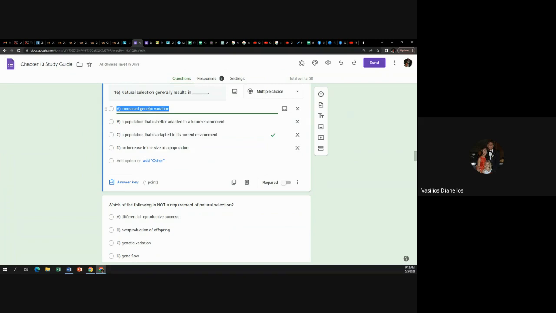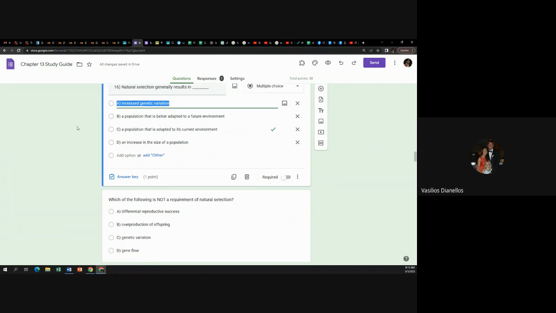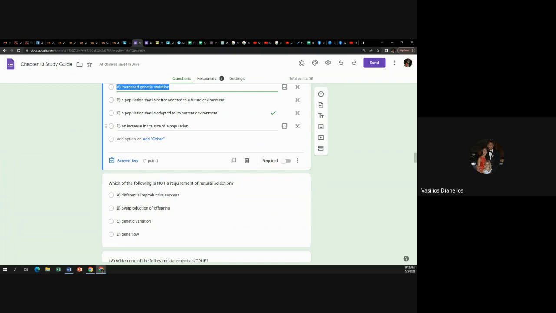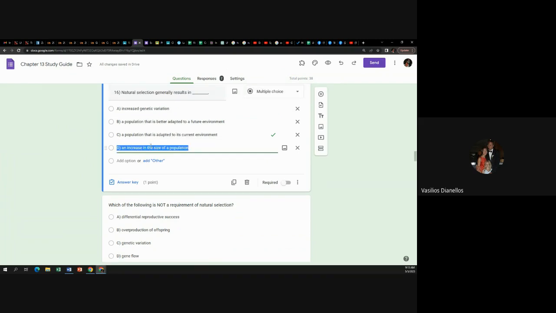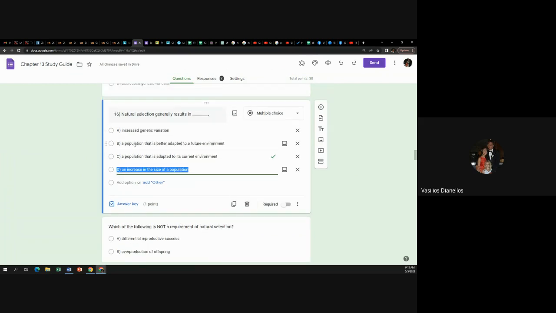Genetic variation is good. Usually natural selection is good. But as you know, sometimes natural selection does not result in increased genetic variation, because remember, there was something called, and we're going to talk about this later in the study guide, stabilizing selection, right? So remember there's that bell curve. So you have the phenotypes. That's when you have more of the middle phenotype and even less of the extreme phenotypes. So that would be less genetic variation. And of course, the increased size in the population, not necessarily either, because, well, I don't have time to talk about it. But yeah, so the correct answer is a population that is adapted to its current environment.